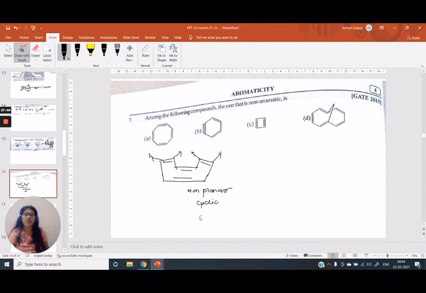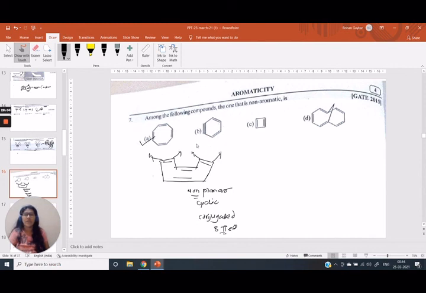The system is cyclic, conjugated. Consists of 8 pi electrons. Here how many pi bonds? 4 pi bonds, that is 8 pi electrons. Therefore the given system is non-aromatic due to non-planarity. Therefore option A is correct.